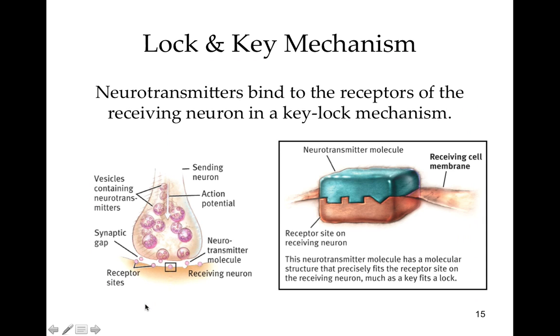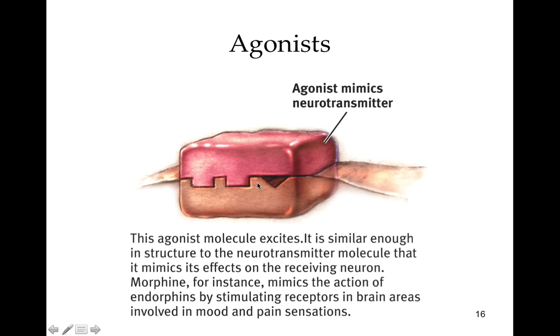So this is basically a slide showing a lock and key mechanism that neurotransmitters bind to the receptor sites of a receiving neuron. So you can see how that takes place. This is a cross section of a receptor site, a receiving neuron, and how the neurotransmitter can bind like a lock and key to the receptor site and cause changes within the chemical makeup of your body. We're going to talk about two.